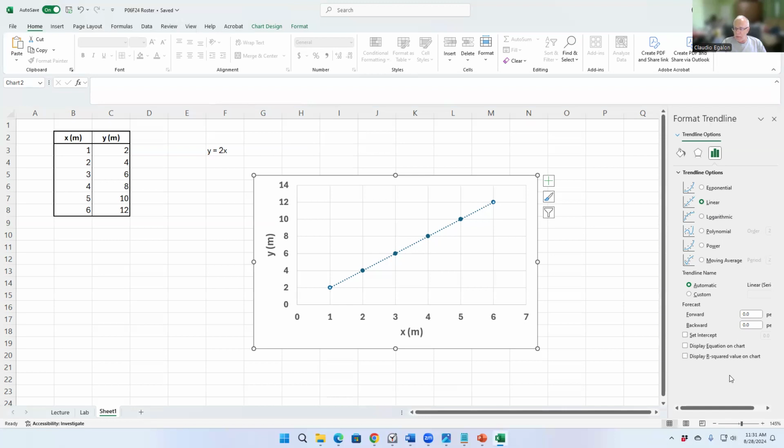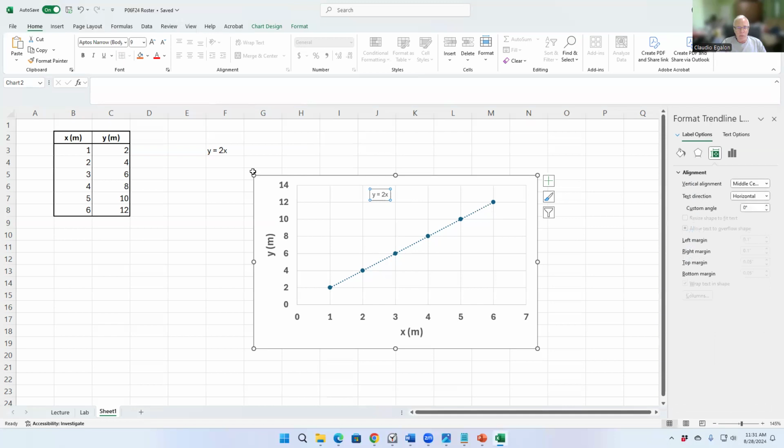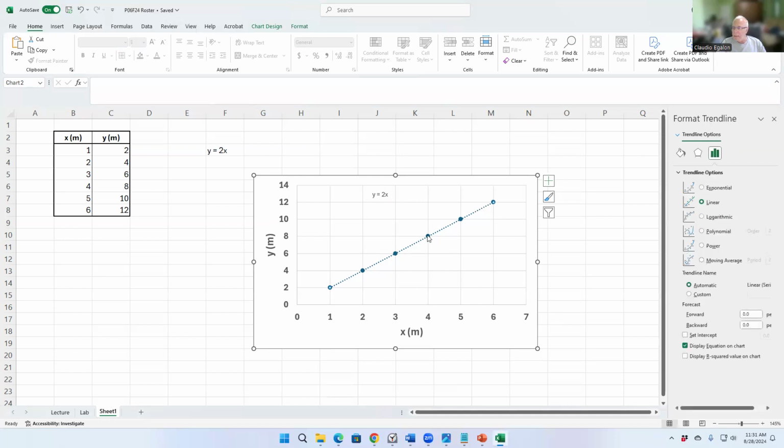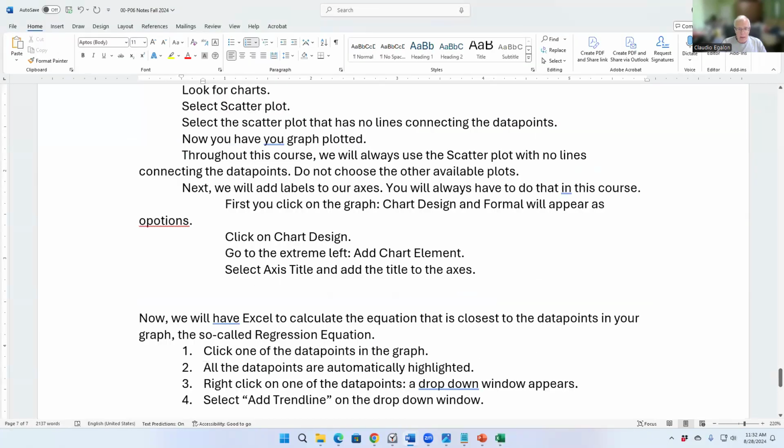And you're going to do something else too. You're going to display the equation on chart. Remember I told you Excel can calculate the type of equation that goes here on the chart. Y equal to 2x, exactly what I wrote down, right? And what else? I want you to display this value here, the R square value. It is a very important parameter. It is a statistical parameter. Okay? So check. Let's go there.